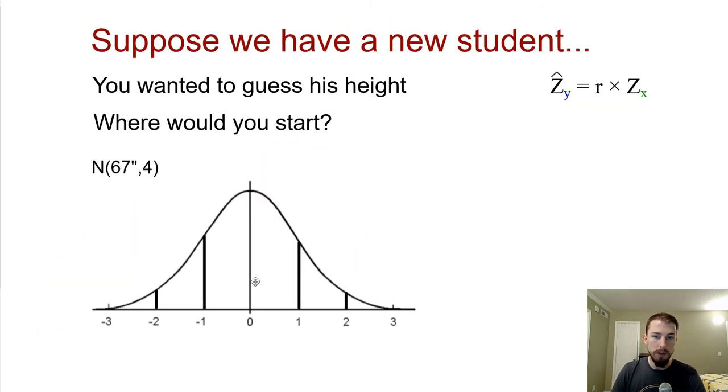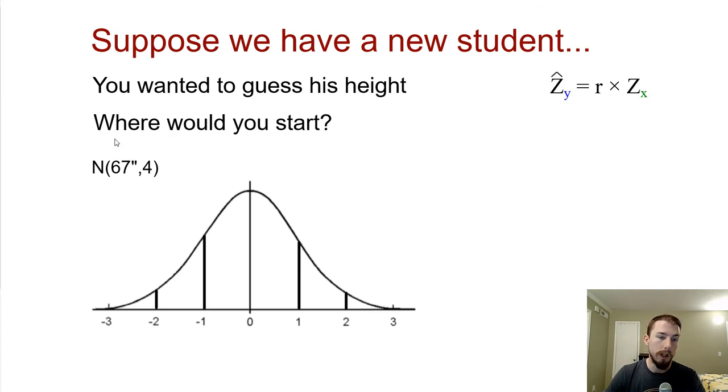Suppose we have a new student. So we're going to talk about regression to the mean. This is just a really good general concept of what we're doing. I'm showing it with a bell curve instead of showing it on two dimensions. So suppose you wanted to guess the height of the new student. Where would you start?